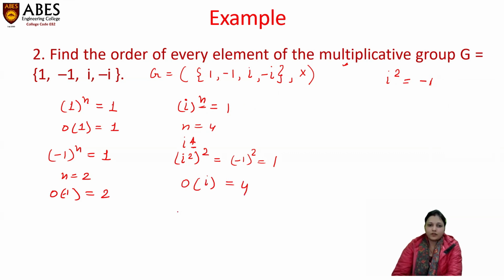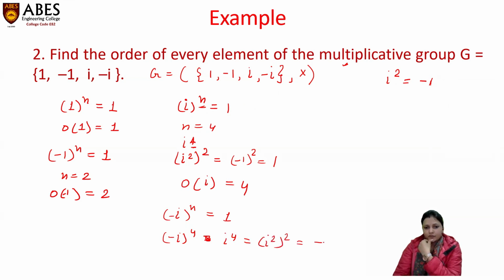Now we have to calculate the order of minus i. What power of minus i will give me 1? If we raise minus i to the power 4, it will give us i to the power 4. We can again split 4 into 2 into 2. So it will give us minus 1 to the power 2, which will give us 1. So the order of minus i is also 4.